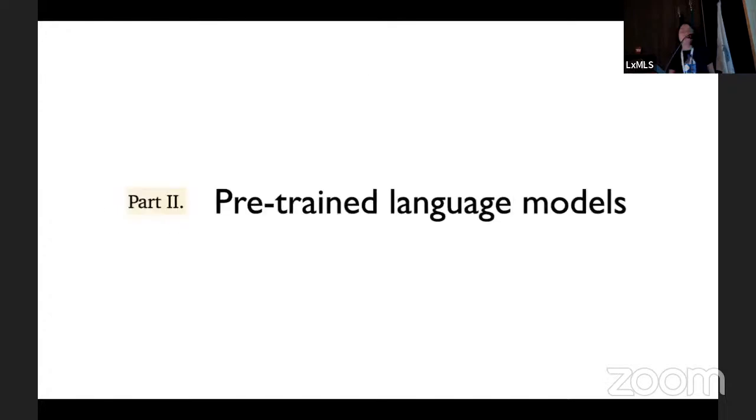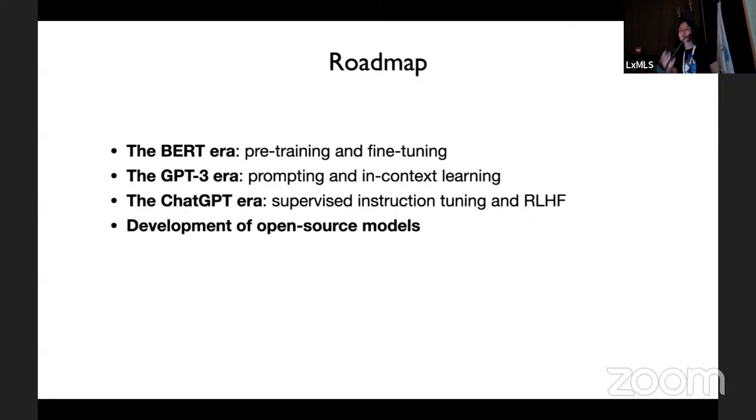Okay, so I'll just give you some ideas, and I probably need to skip some parts. I basically broadly categorize the recent developments of pre-training into these different areas. The first is the BERT era. BERT is definitely one of the most important papers in the last 5, 6 years. The important idea here is pre-training and also fine-tuning.